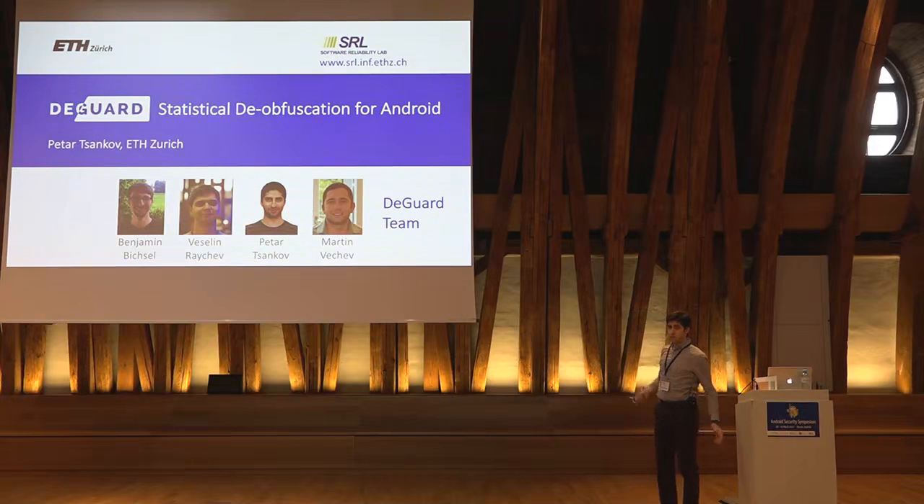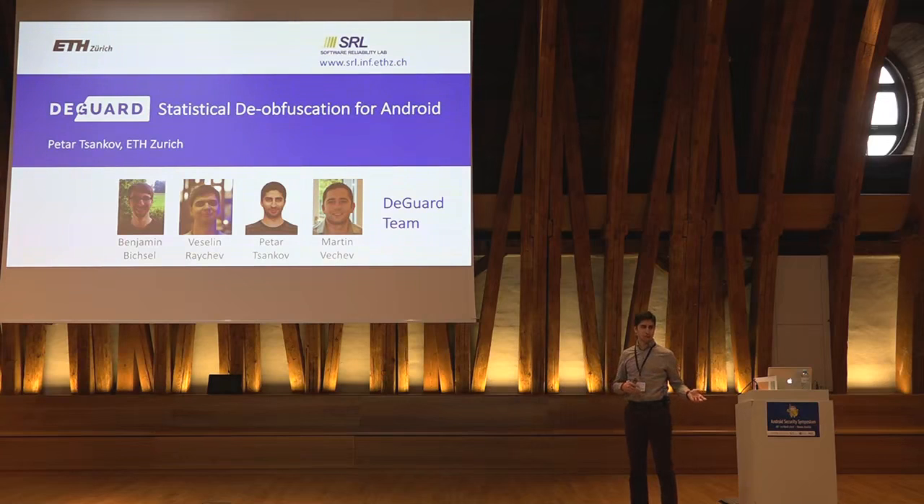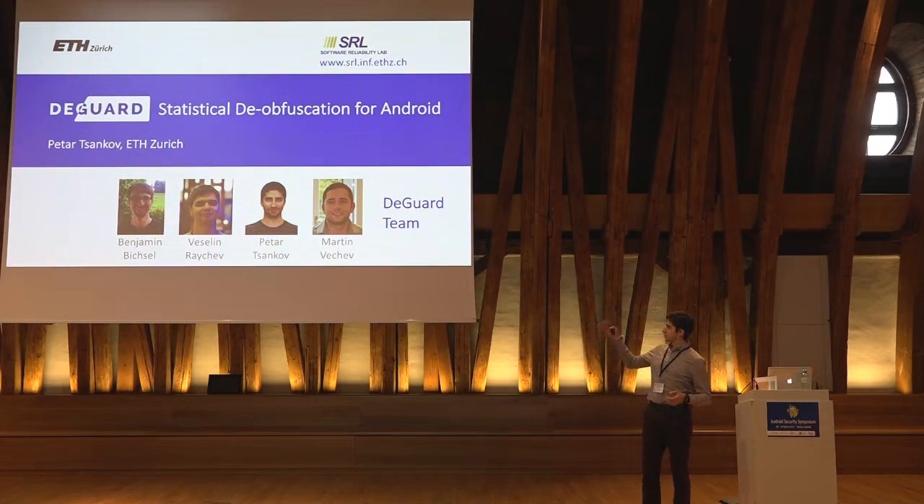So these days we heard a lot about obfuscation of Android, and I'm going to talk about the inverse process: how do we remove obfuscation, or how do we deobfuscate applications. I will present you a system called dguard that was developed by Benjamin Bixel, Veselin Raichev, myself, and Martin Vechev. We're all from the Software Reliability Lab at ETH Zurich.